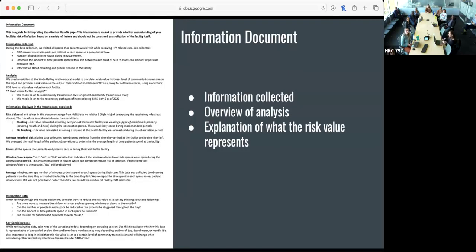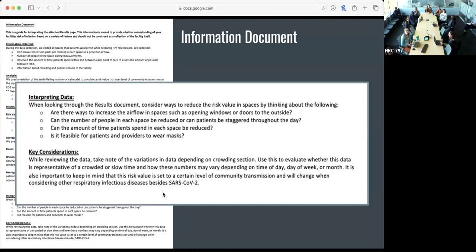So the next page is an information document which details the information that we collected from the facility, an overview of the analysis for the risk calculation, and an explanation of what the risk value represents. I wanted to highlight the interpreting data and key considerations section because these are the key points that will be used to interpret the risk overview document. So I'll read through this super quick and then we'll look at the risk document and go through that together.